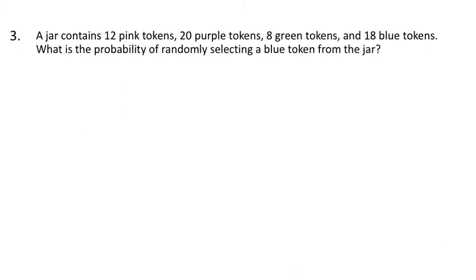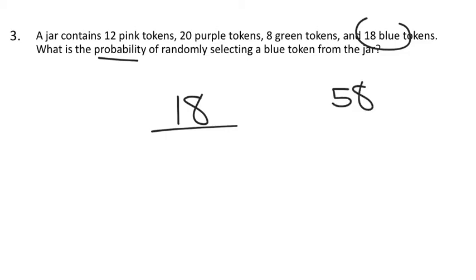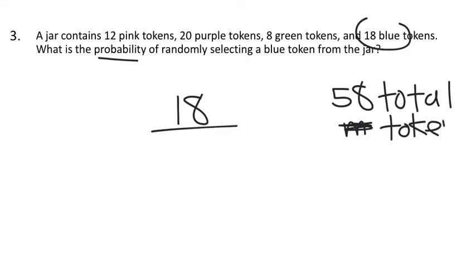Number 3 says, a jar contains 12 pink tokens, 20 purple tokens, 8 green tokens, 18 blue tokens. What is the probability of randomly selecting a blue token? Well, how many blues do we have? We have 18 blue out of how many total marbles? Well, if you add them all up, you will end up with 58 total. I'm saying marbles, and they're tokens. Okay, so 58 would be our denominator.